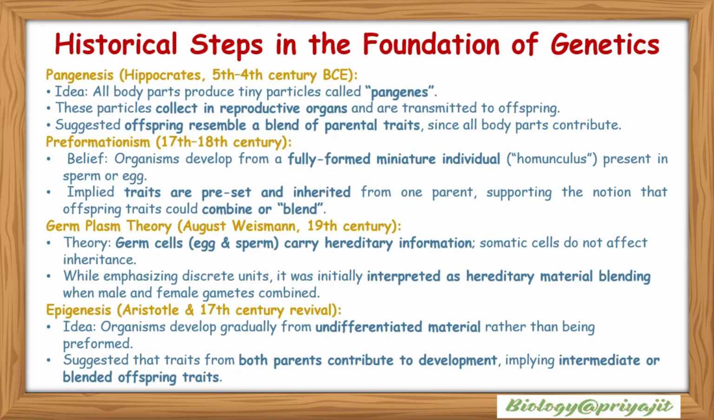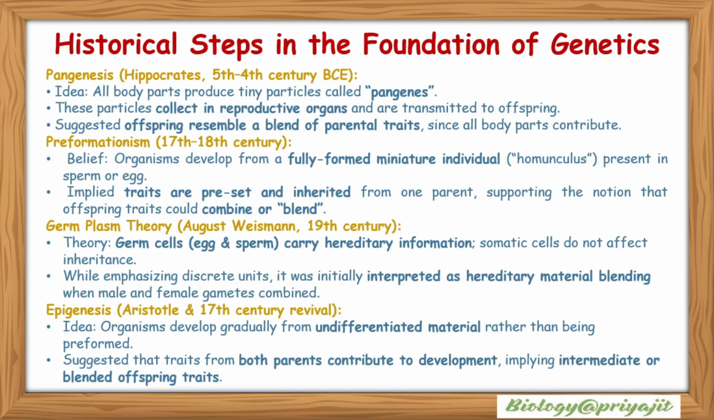After the theory of pangenesis, the pre-formation theory was established in the 17th or 18th century. The belief was that organisms develop from a fully formed miniature individual, known as the homunculus, which is present in sperm or egg. The implied traits are pre-shaped and inherited from one parent, supporting the notion that offspring traits could combine or blend.